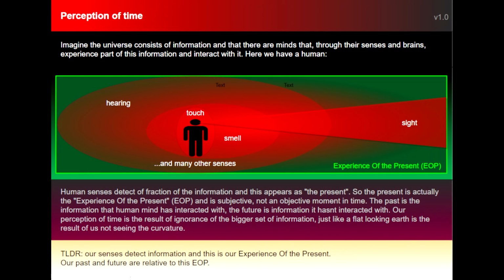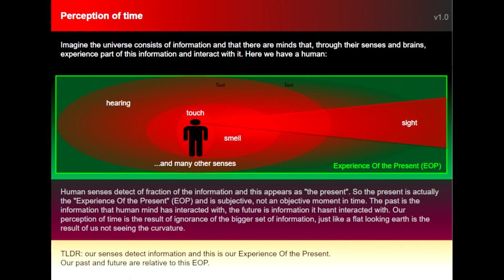Perception of time. Imagine the universe consists of information and that there are minds that, through their senses and brains, experience part of this information and interact with it. Here we have a human. Human senses detect a fraction of the information and this appears as the present. So the present is actually the experience of the present, EOP, and is subjective, not an objective moment in time.